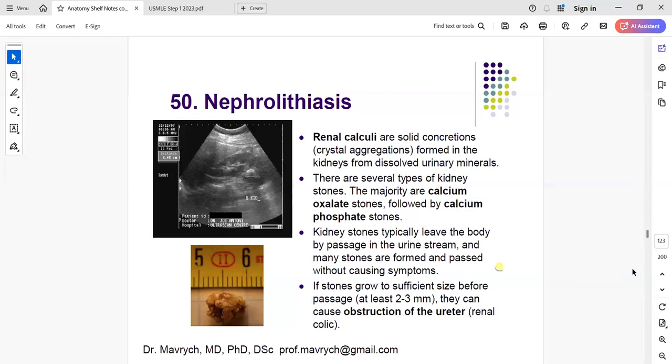That is the history that the patient would provide you with. The patient would say that there's pain when I micturate. Sometimes the patient would present with bloody micturation. Sometimes the patient would present with nephrolithiasis or fever. In nephrolithiasis, there would be fever, is what I was trying to say.